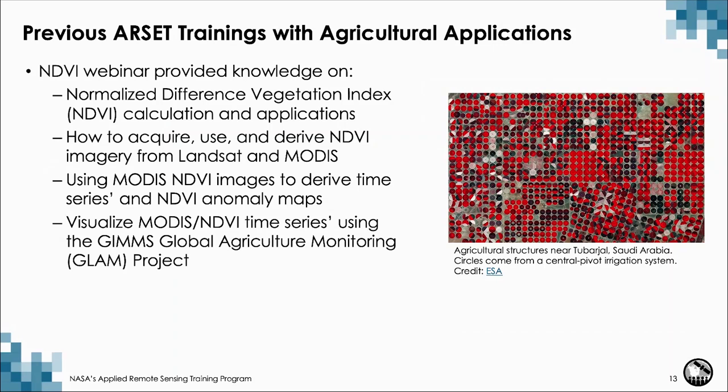The NDVI webinar provided knowledge on NDVI calculation and applications, how to acquire, use, and derive NDVI imagery from Landsat and MODIS, how to use MODIS NDVI images to derive time series and NDVI anomaly maps, and how to visualize MODIS NDVI time series using the Global Inventory Modeling and Mapping Studies, or GIMS, Global Agricultural Monitoring Project. The GLAM system is funded through an interagency agreement between the USDA Foreign Agricultural Service and NASA Goddard Space Flight Center. We'll be learning more on how the GIMS GLAM project is supporting USDA's Foreign Agricultural Service later in the webinar.